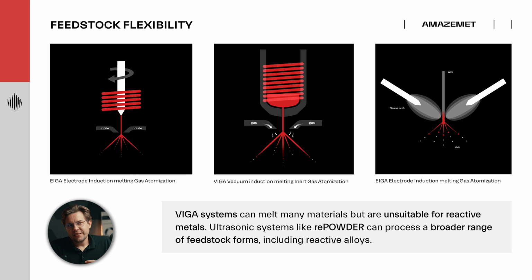Another topic is material feedstock. If we're processing in VIGA, we can basically melt anything that fits into the crucible.